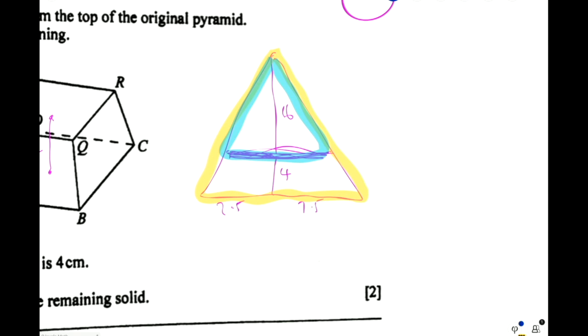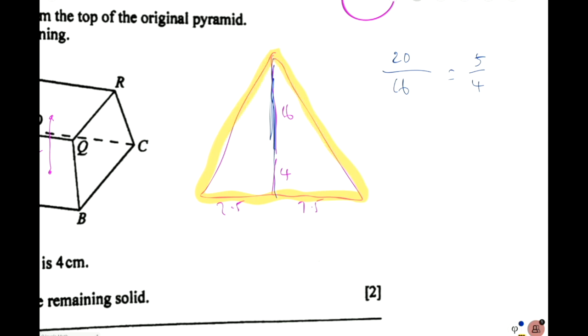The height of the yellow color is 20. Now the height of the small one is 16. So the ratio is actually 1 and 1/4. So it's 5/4. The ratio between the big and the small is 5:4. Do you understand this part? Okay. So now I want to find this blue color line.